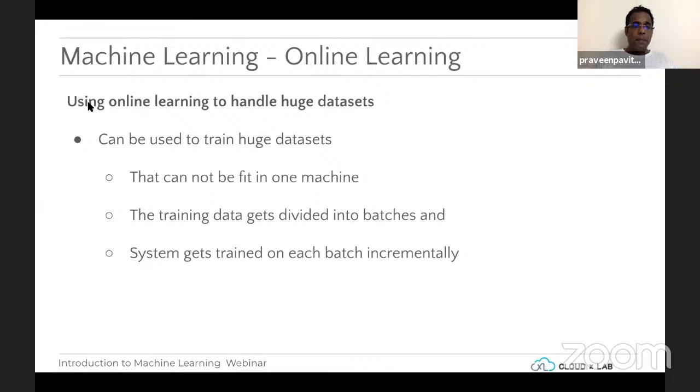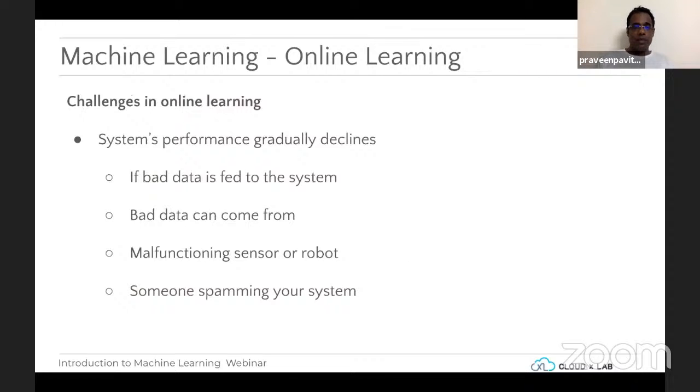Okay, and so why do you do online training? Basically, if you have large amounts of data, you typically can't put it into one machine at one given time. That's why you break it up into small batches. And then you train on each batch, you put one batch at a time and you train incrementally. That's how you do it.